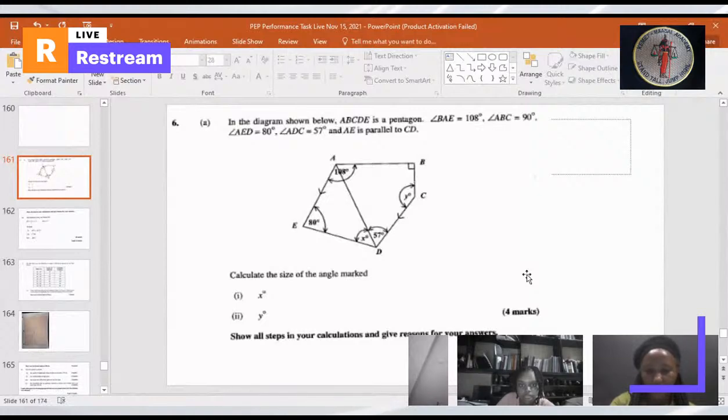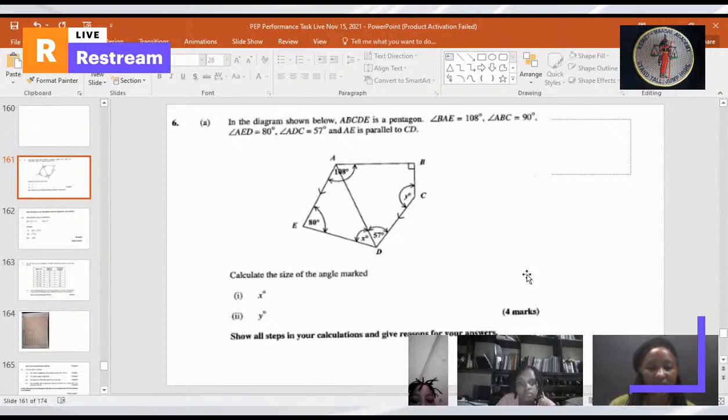So in the diagram shown below, ABCDE is a pentagon. Angle BAE is 108 degrees. Angle ABC is 90 degrees. Angle AED is equal to 80 degrees. Angle ADC is equal to 57 degrees. And side AE is parallel to CD.